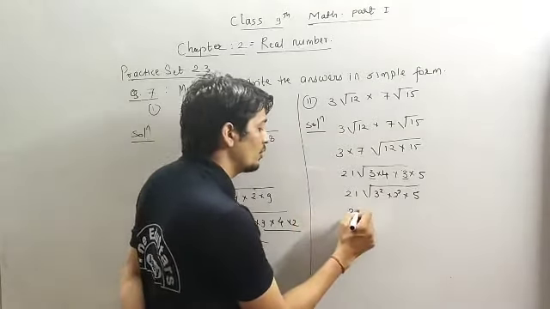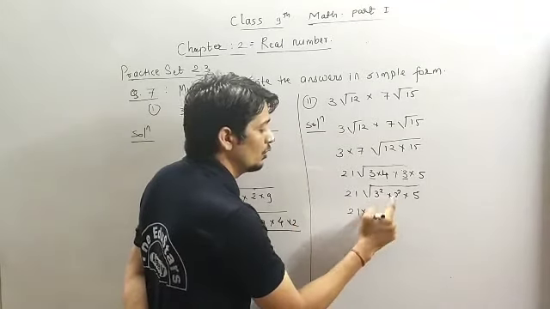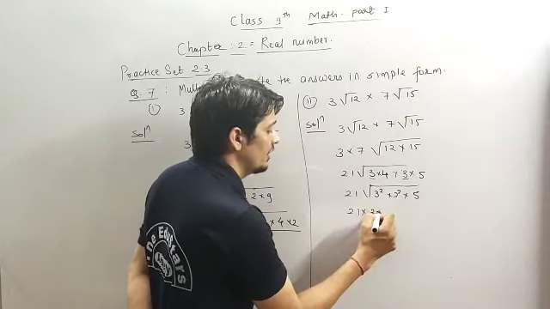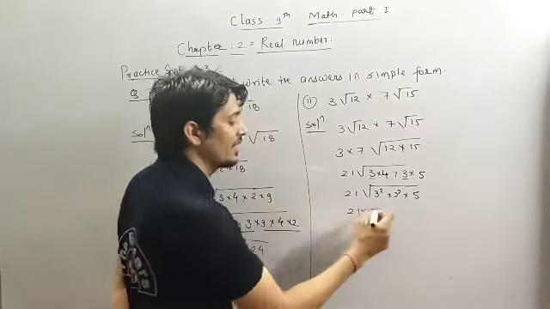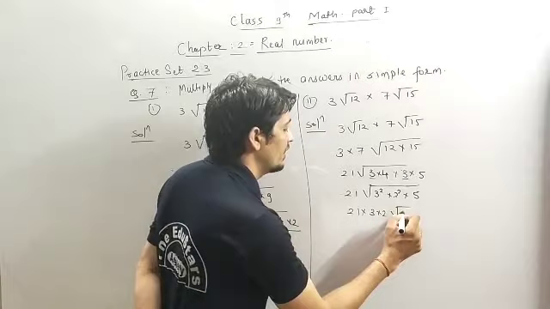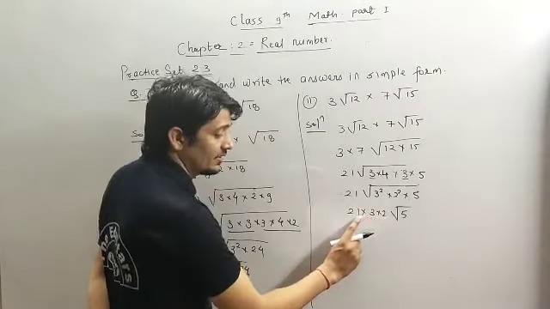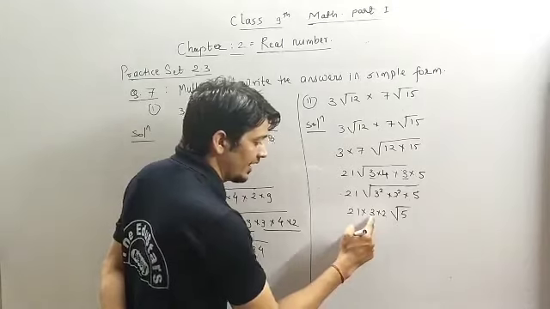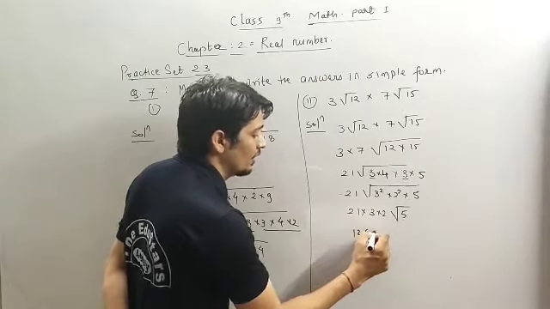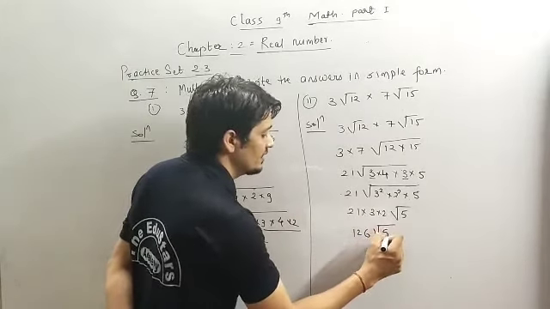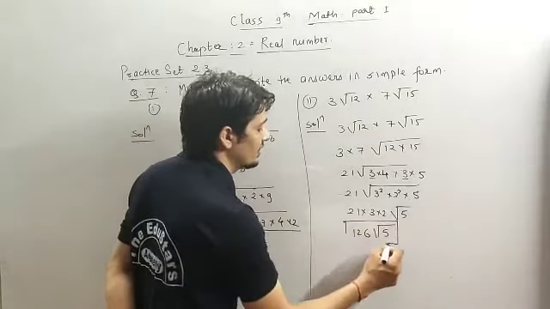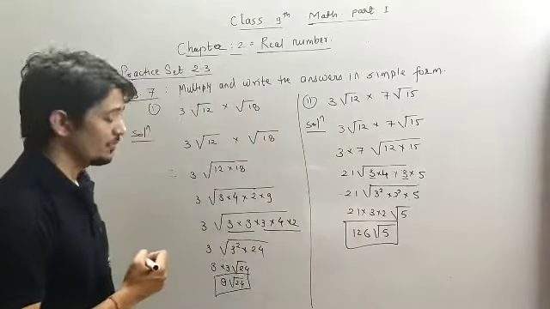So we can write 21 into 2 and 3 into 2. 2 and 3 both come outside. So what will remain inside? Only root 5. So 2 3s are 6, 6 1s are 6, and 6 2s are 12. So we can write the answer as 126 root 5.